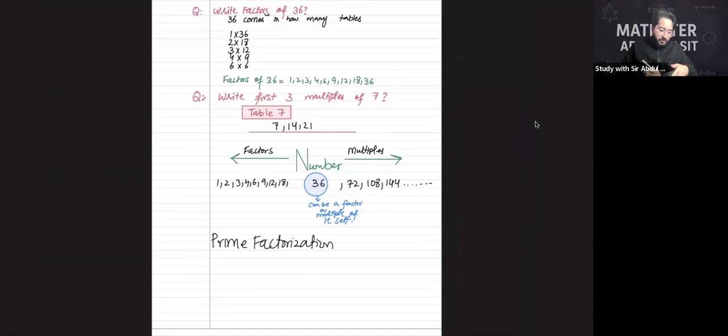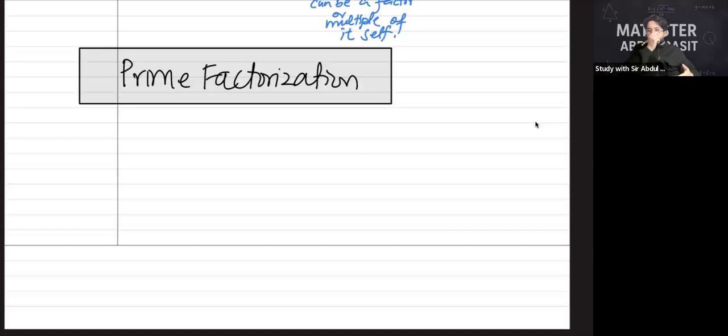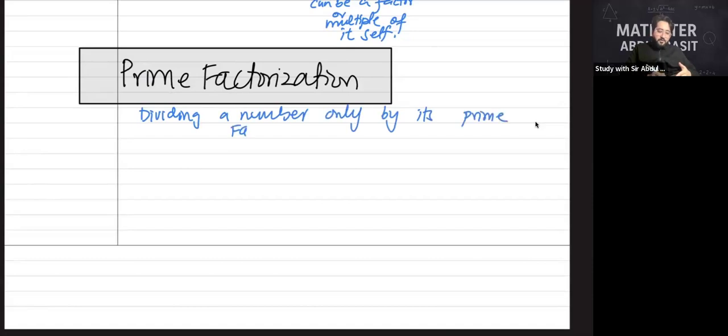We always have one question in both syllabuses, whether IGCSE or O Levels. So please pay attention, everybody. Prime factorization is technically dividing a number only by its prime factors. It is a concept in which you divide a number only by its prime factors. Let me write this in English as well: dividing a number only by its prime factors.